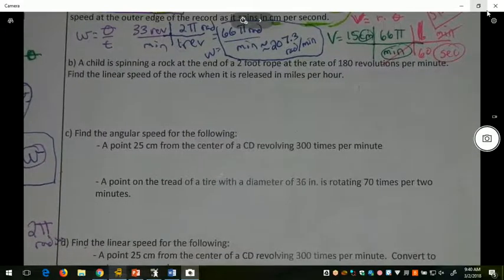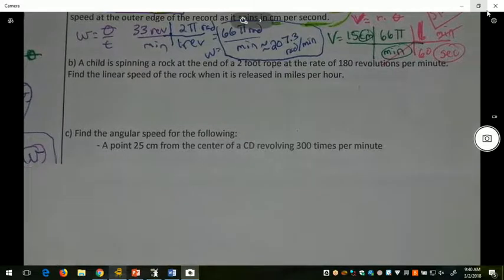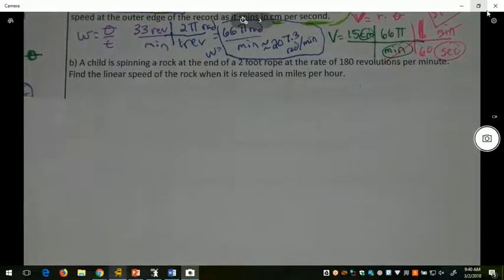All right, here's a child. Maybe his name is Ben. I'm not sure. He's spinning a rock at the end of a 2-foot rope. How many of you have ever done that?